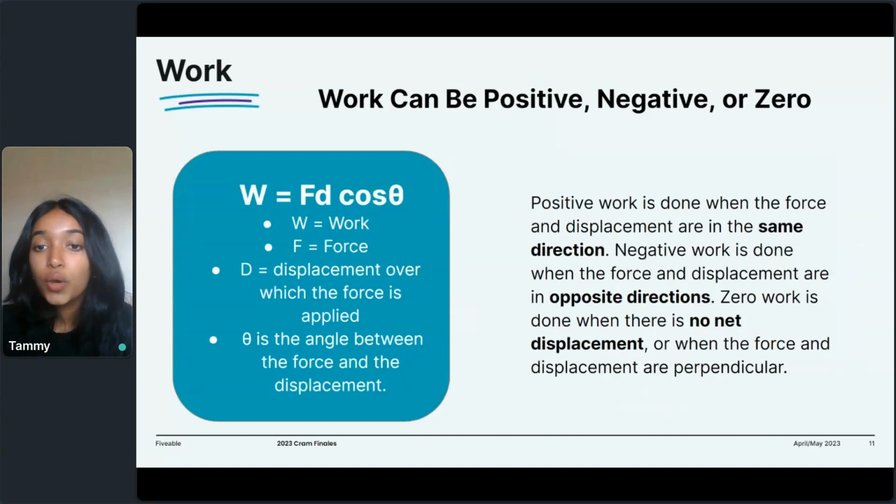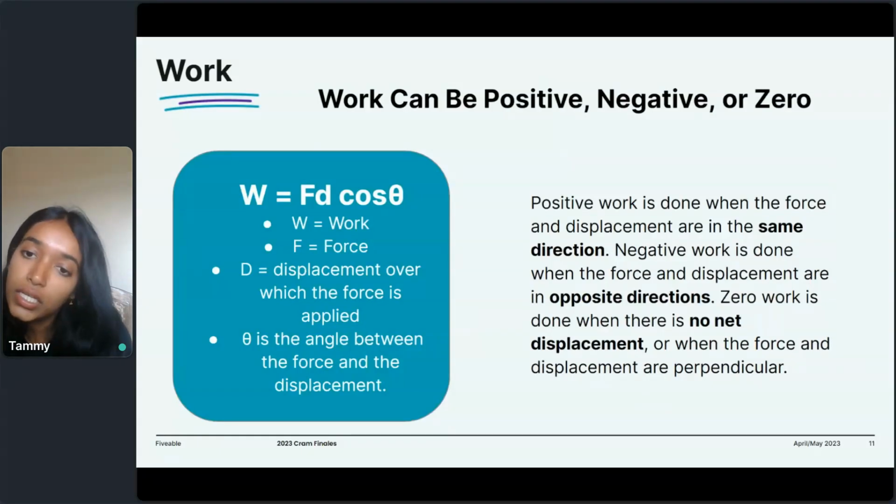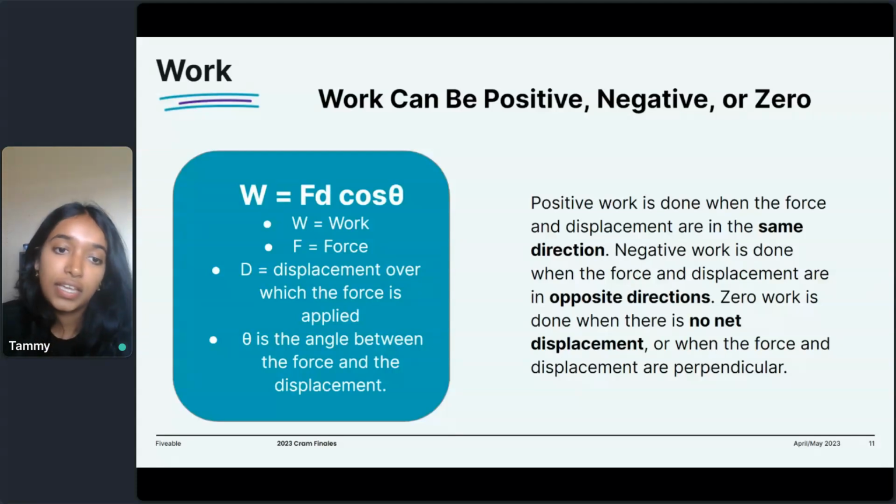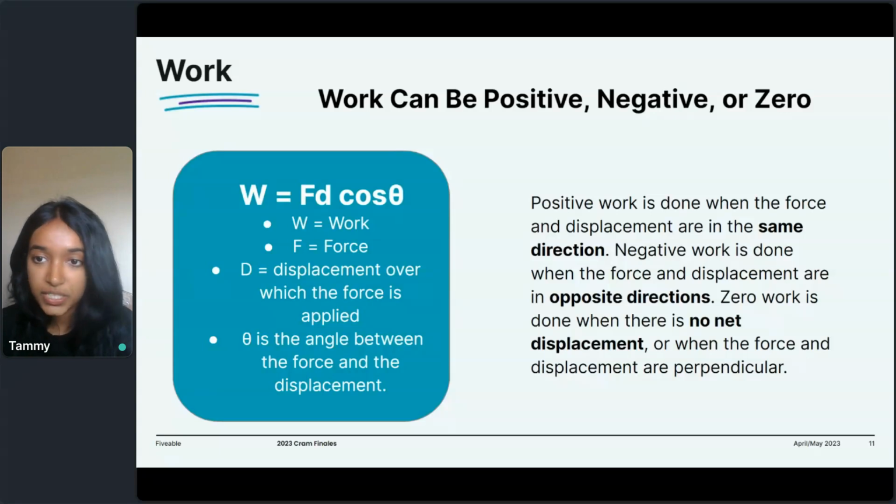All right, this one is that work can be positive, negative, or zero. To really understand this, let's look at the formula on the left side of the screen. We have work is equal to F D cosine theta. So W is equal to work, F is equal to force, D is the displacement over which that force is applied, and theta is the angle between the force and the displacement. When force and displacement are in the same direction, positive work is done.